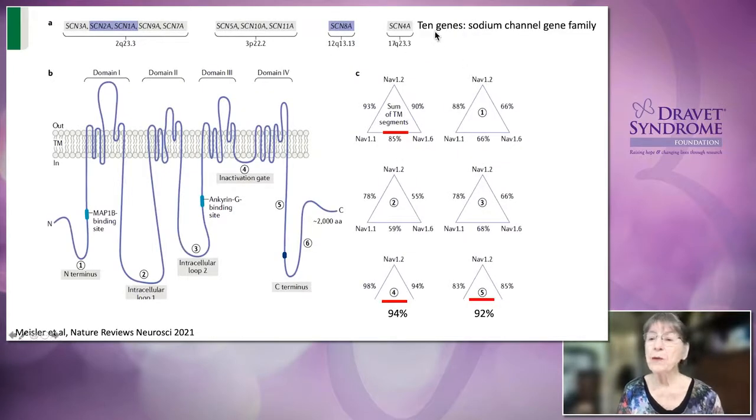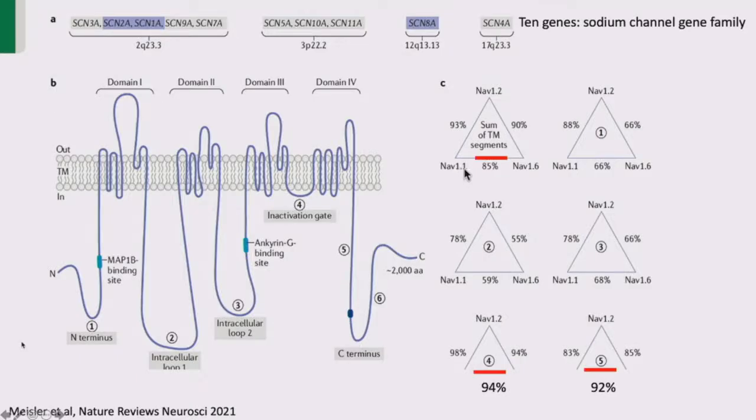As you know, sodium channels are coded by a 10-gene family. We have SCN8A on chromosome 12. We have SCN1A on chromosome 2, and they share this conserved domain structure with the 4 transmembrane domains and cytoplasmic domains. And over here, I've just put the similarity between NAV1.1 and NAV1.6, which, if we look at the transmembrane segments, are 85% identical at the amino acid level.